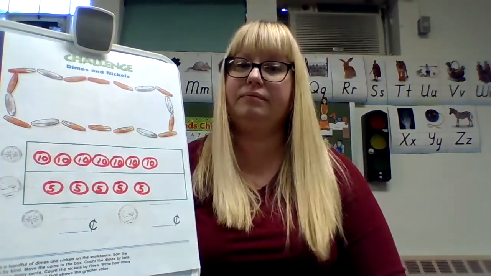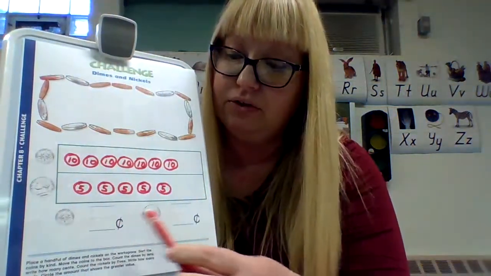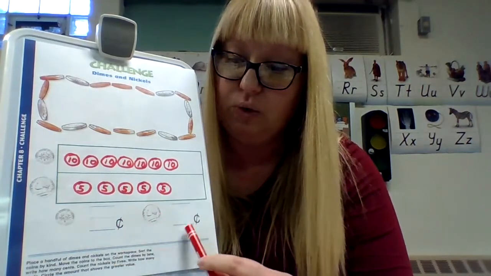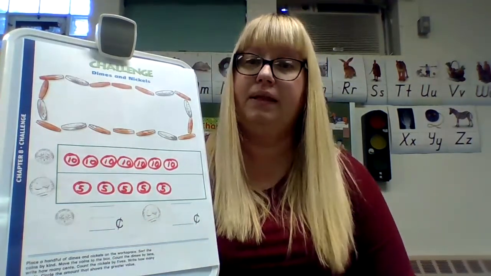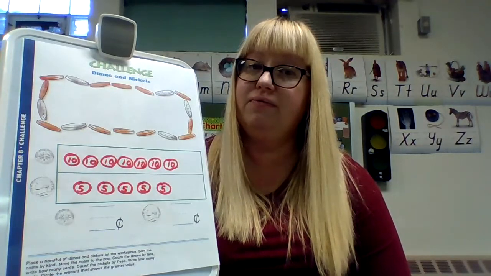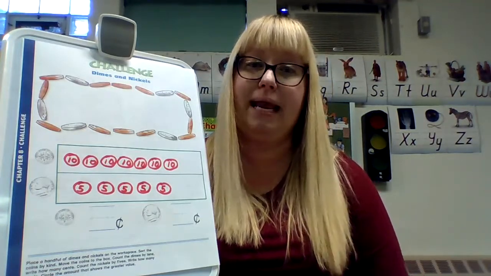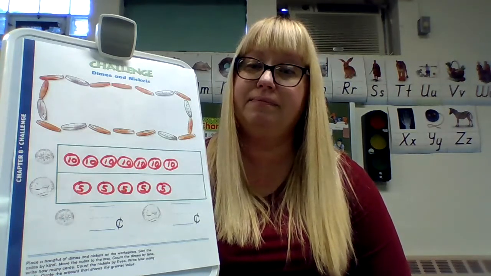Then you're counting by fives. 5, 10, 15. Keep counting. And you write the answer here. And then they want you to circle, let me just review this. Circle the amount that shows the greater value. Remember, greater means more. So you're going to circle, I'm not writing the answers here for you, but you're going to circle one of these. Which one is more money? The dimes or the nickels? Greater value means more money. So which one is more money?